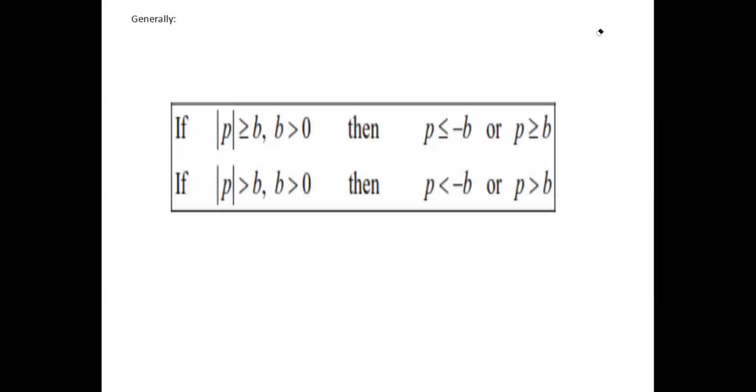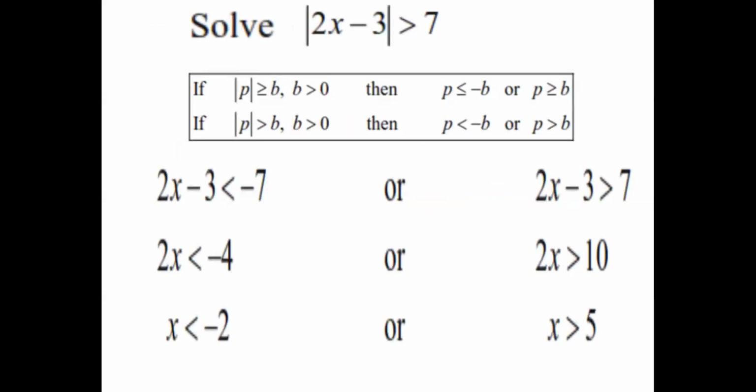Good. So let's use these properties to solve an inequality. Look at this simple one. The modulus of 2x minus 3 is greater than 7. So it's either 2x minus 3 is less than minus 7, or 2x minus 3 is greater than 7. These are two linear inequalities.